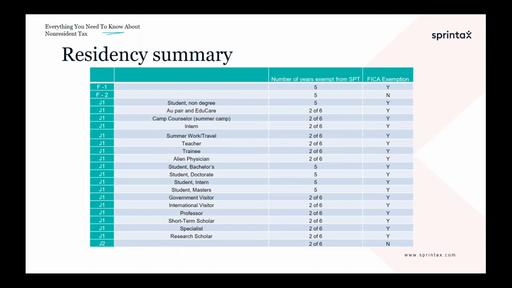We also have a useful residency summary table with some of the popular visa types with the number of years that you would be exempt from the substantial presence test or the number of years of non-resident status that you'd have, and also some information on FICA exemption, which I'll go through in more detail a little bit later on.